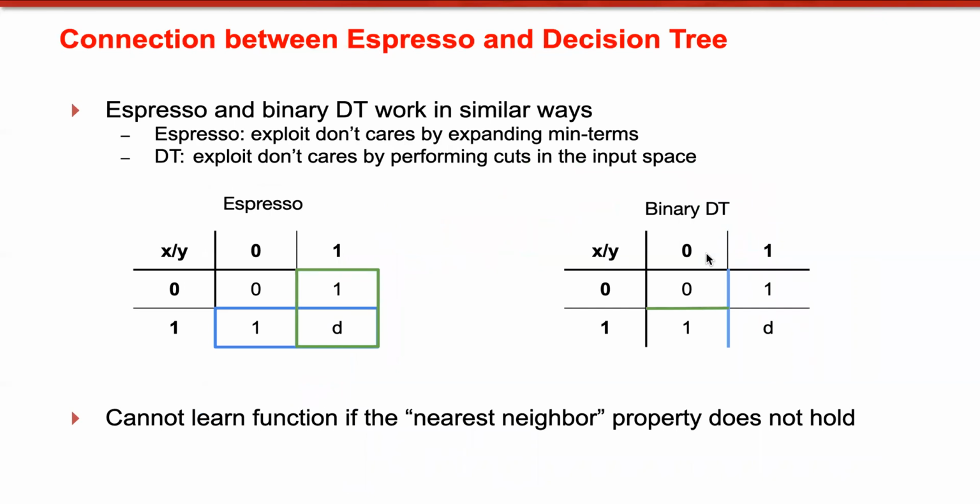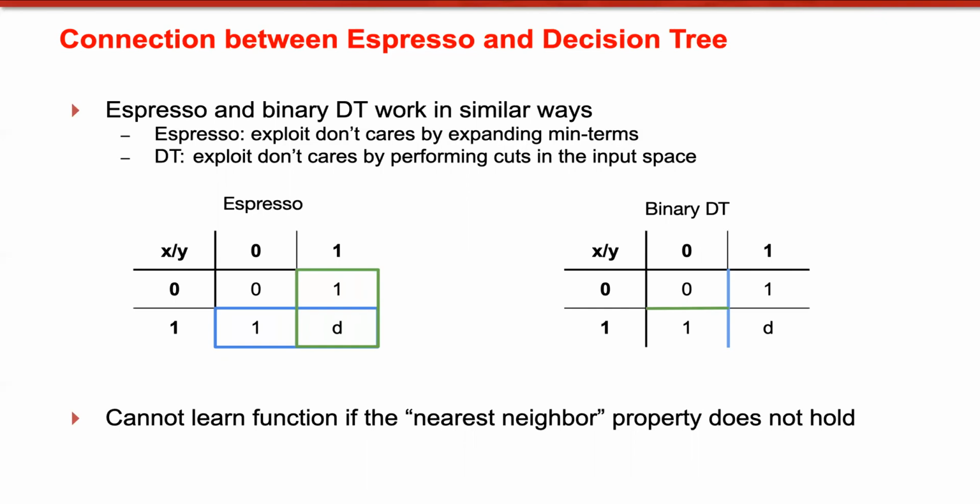Intuitively, we believe this behavior can be explained by some intrinsic similarity between espresso and binary decision tree. While espresso exploits don't cares by expanding minterms, as shown in this Karnaugh map example, the binary decision tree exploits don't cares by performing cuts in the input space. One example is shown here, where the decision tree exploits the don't care in the blue split over here. As a result, neither espresso nor the binary decision tree can learn the Boolean function if such a nearest neighbor property does not hold for the function.